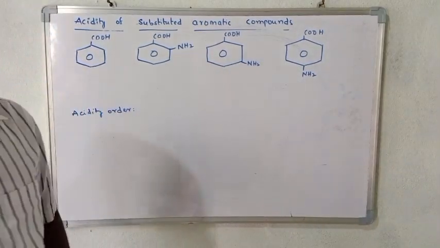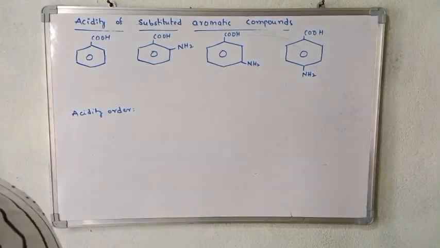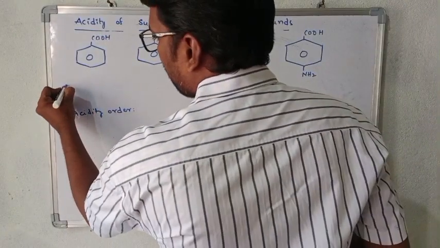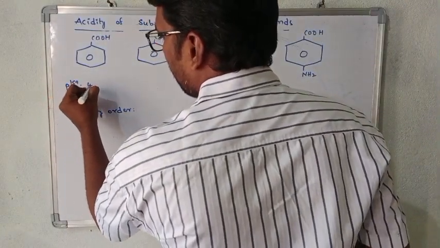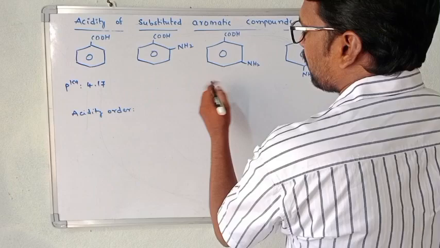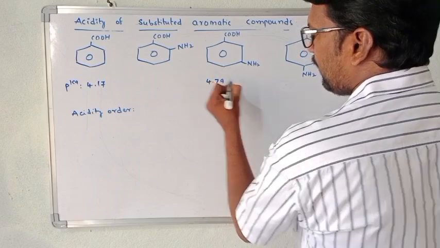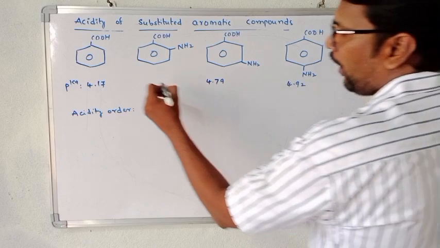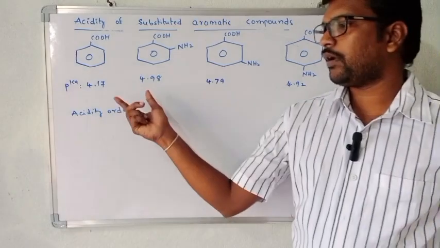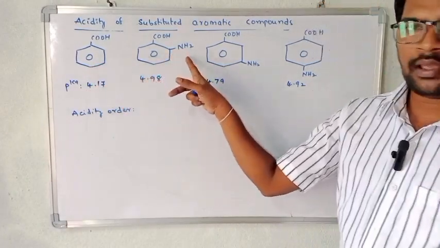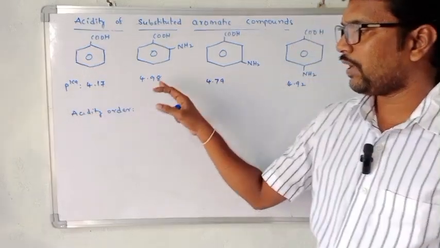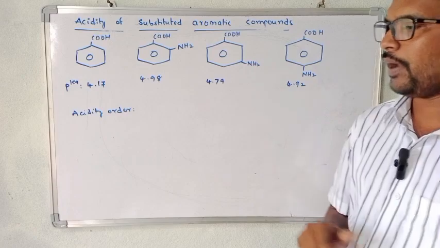Here I take the pKa values. Ortho 4.17, and next meta 4.79, para 4.92, and when you take ortho amino benzoic acid, it has 4.98. These are the pKa values. So for benzoic acid, ortho, meta, and para amino benzoic acid, the values are 4.17, 4.98, 4.79 and 4.92.